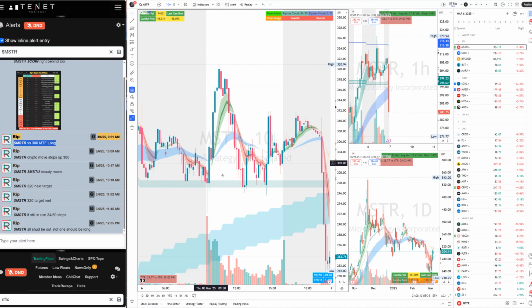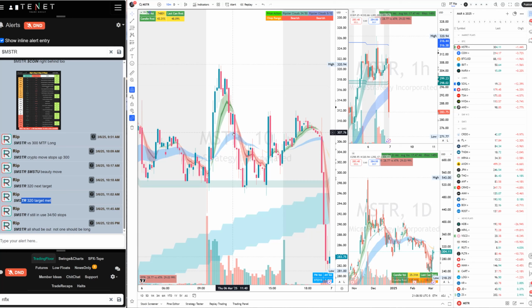We were long versus 300 MTF. So you can see that we were long on MSTR right here at 300, and we were long right here, and my target I gave everybody was 320. We met over 320 and never really pushed over there, and so we stopped out here under 34.50.